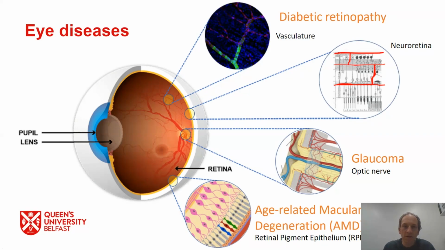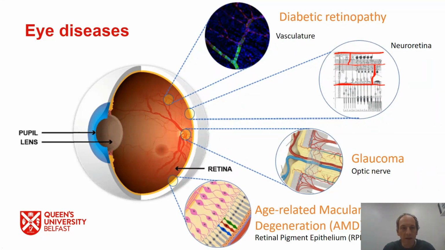So I'm going to be talking to you today about three different conditions. Starting at the top there, diabetic retinopathy. This condition is the most common cause of vision loss amongst those of working age. And it affects both the vasculature in the retina, the back of the eye, particularly the microvasculature, but also the neural retina as well.